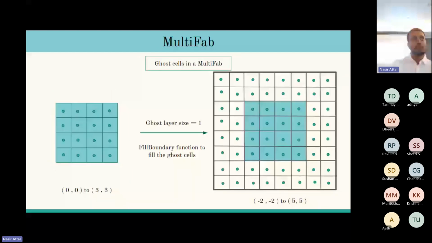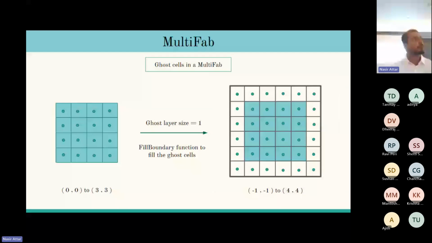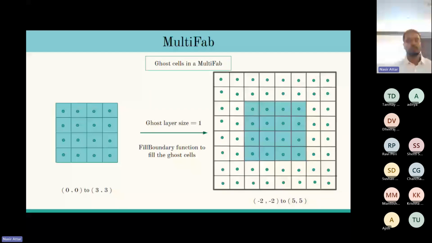Okay, so we'll see the index space was 0, 0 to 3, 3. So here is a multifab with one layer of ghost cells. You can see how the index space has been extended in all directions, and this even allows negative indices. When you add one more layer, the index space helps you to keep track of it, and you can broaden it in each of the directions. If you want to broaden it in one direction only, that's also allowed. It allows broadening as per your operator or whatever the form.